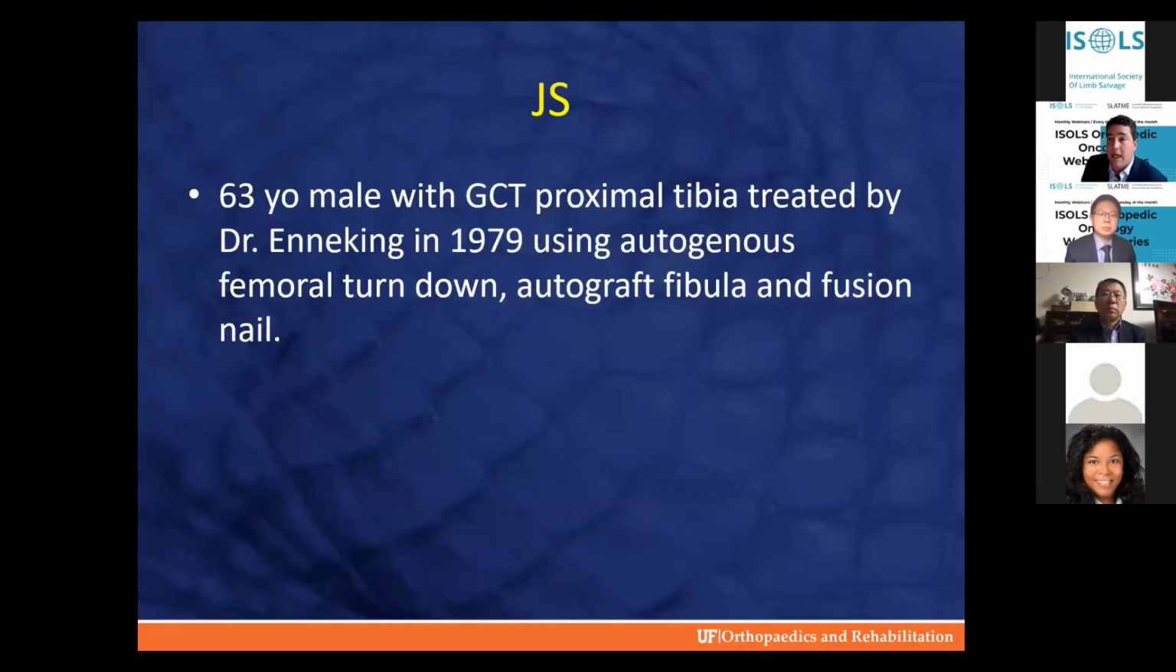So just this past week, I actually saw this patient in clinic. Back in 1979, Dr. Enneking did a resection of his proximal tibia with an autograft fibula and femoral turn down.